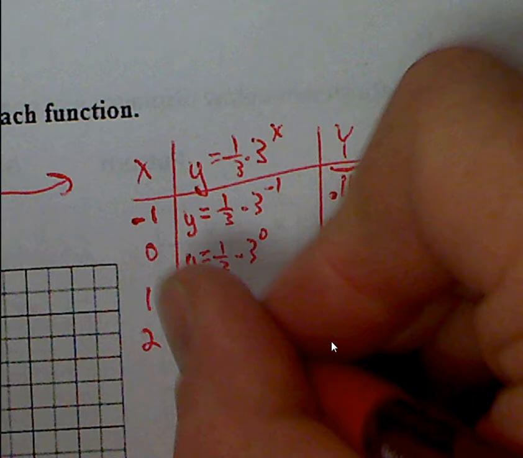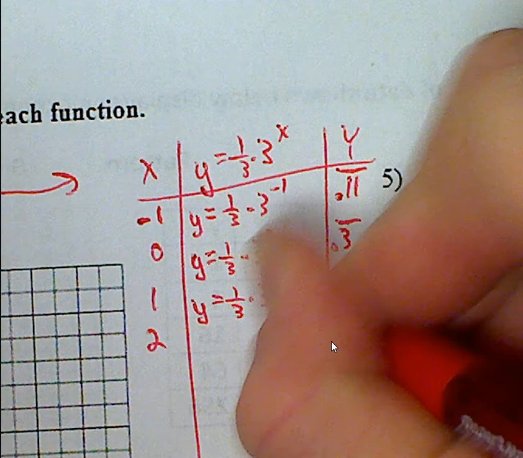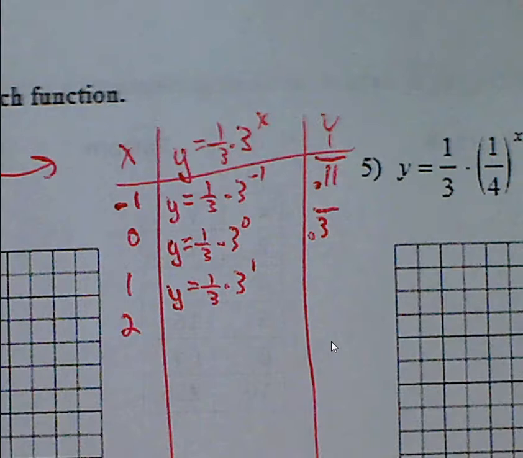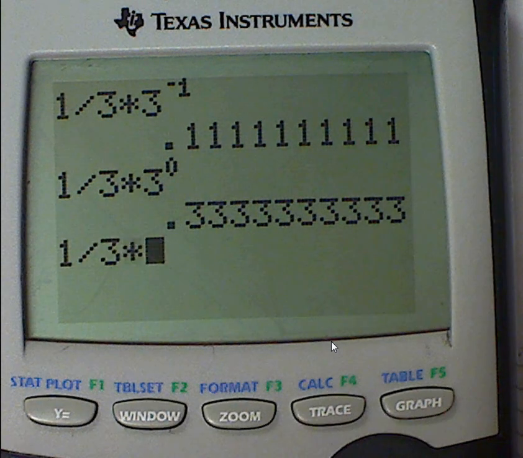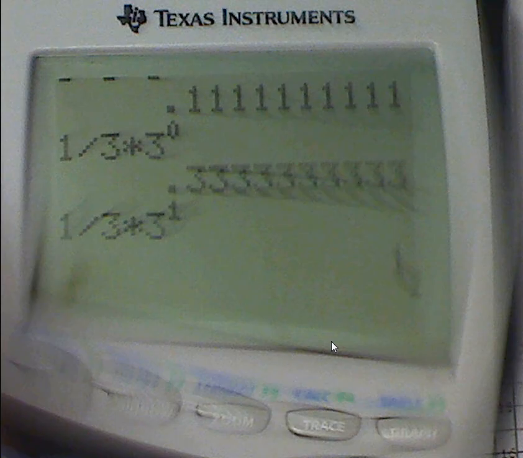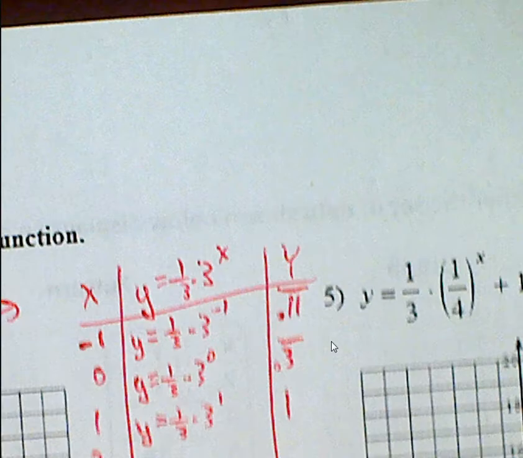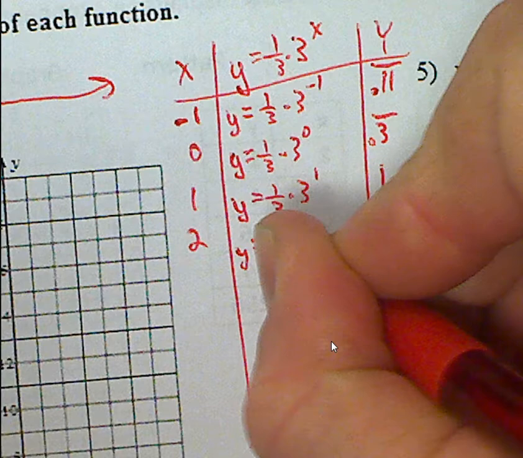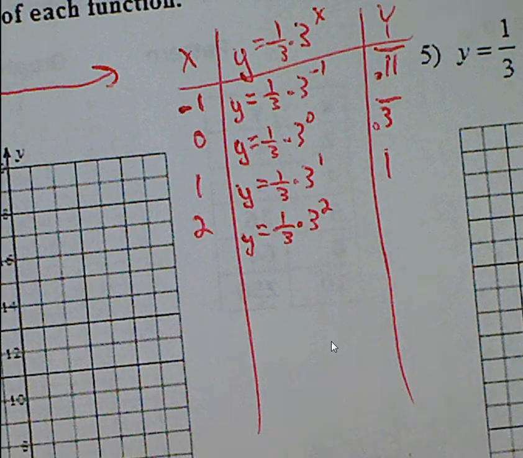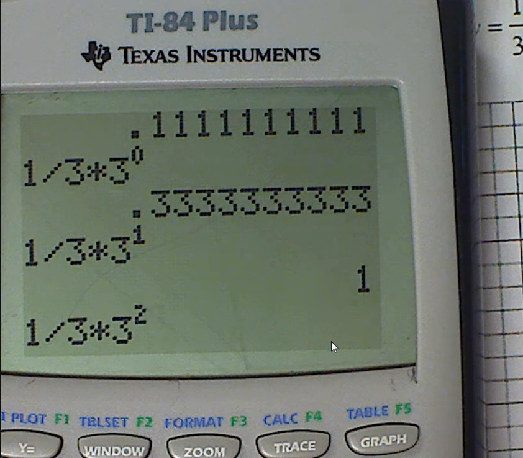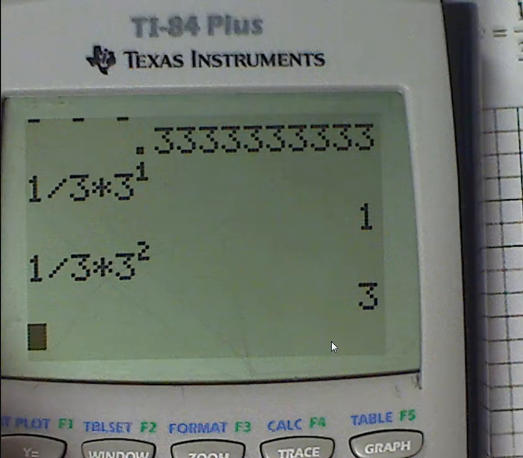If I plug in 1, y equals 1/3 times 3 to the first. 1 divided by 3 times 3 raised to the first gives me 1. And then 1/3 times 3 squared gives me 3.